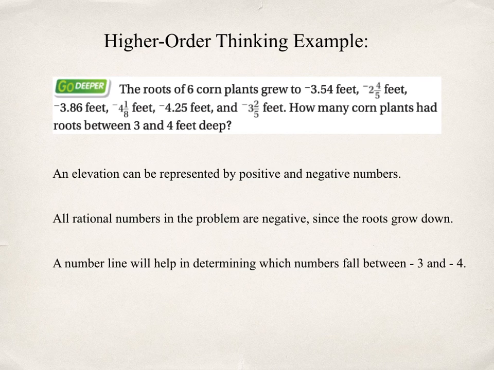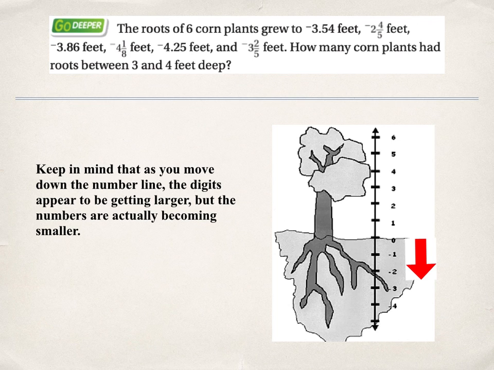An elevation can be represented by positive and negative numbers. All rational numbers in the problem are negative since the roots grow below the ground. A number line will also help in determining which numbers fall between the integers of -3 and -4. Keep in mind that as you move down the number line, the digits appear to be getting larger, but the numbers are actually becoming smaller.